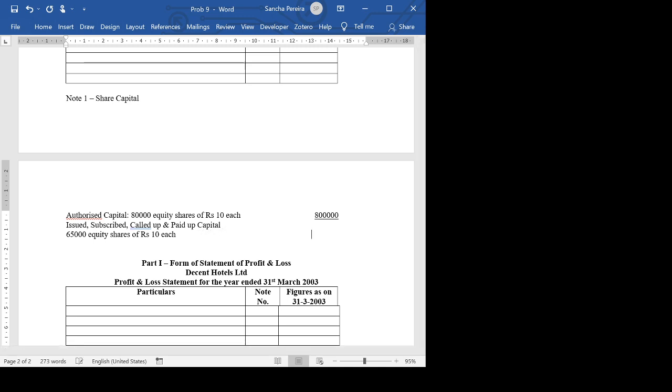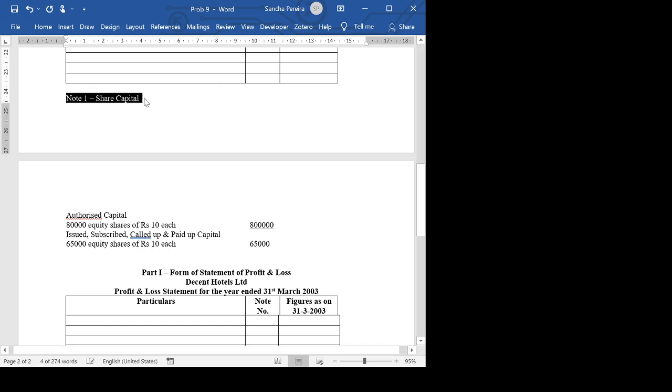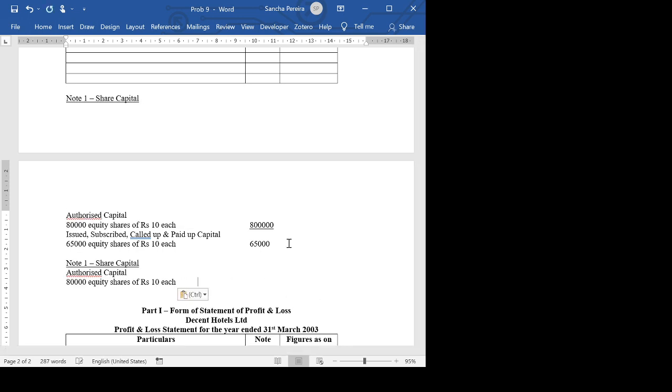So this is what we are going to take in the total. This is what we are going to put in the balance sheet. Authorized capital is just given for information. Issued, subscribed, and called up capital is what we are going to take in the balance sheet. So we are done with the note on share capital. Okay, next note, after share capital we have reserves and surplus. Note 2 is reserves and surplus.